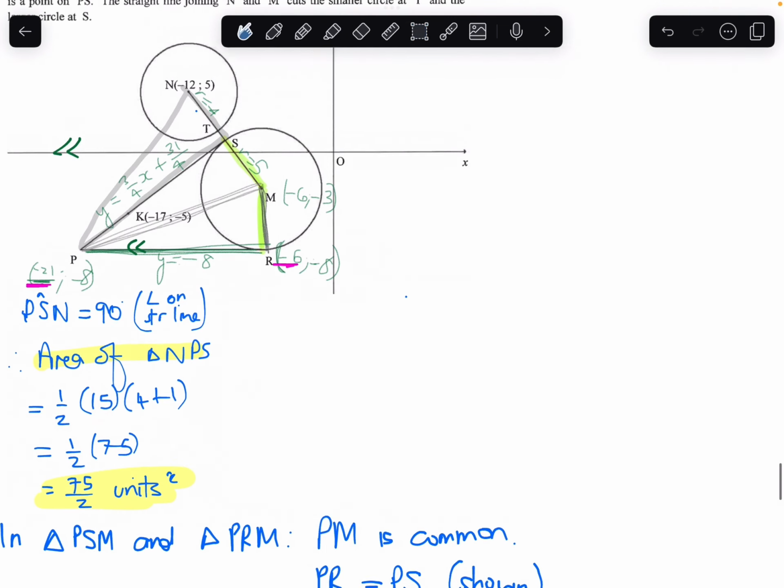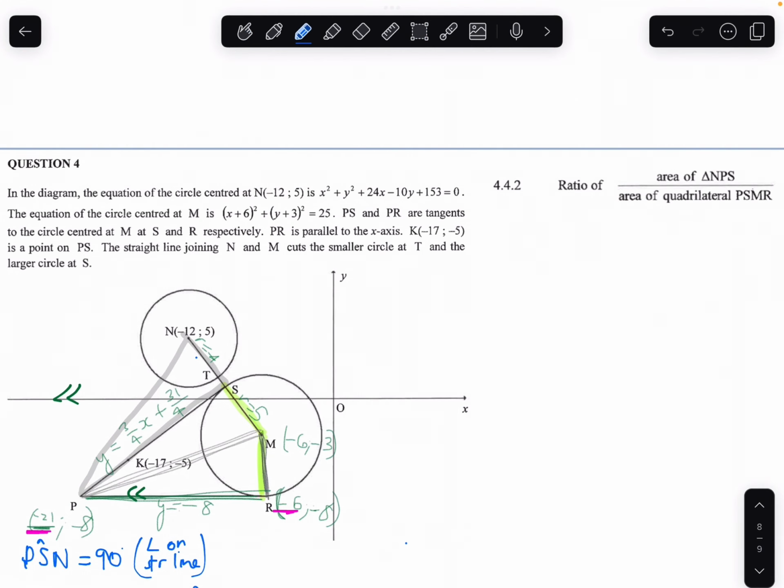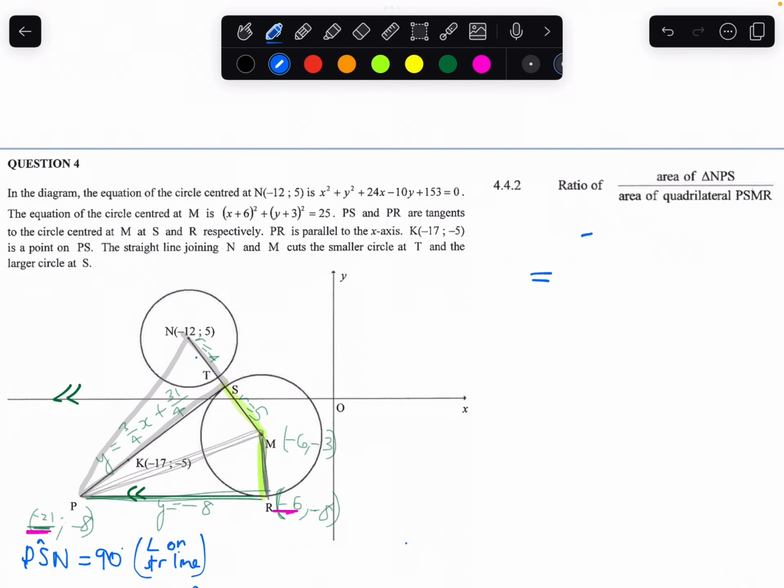Okay, so for the first one, our area worked out to be 75 over 2. Okay, and then the other one worked out to be 75. So that's just a half divided by 1. So it just works out to a half. Okay, so that's the ratio that I get. Let's see if the memo agrees. Yes, the memo says it is indeed a half.